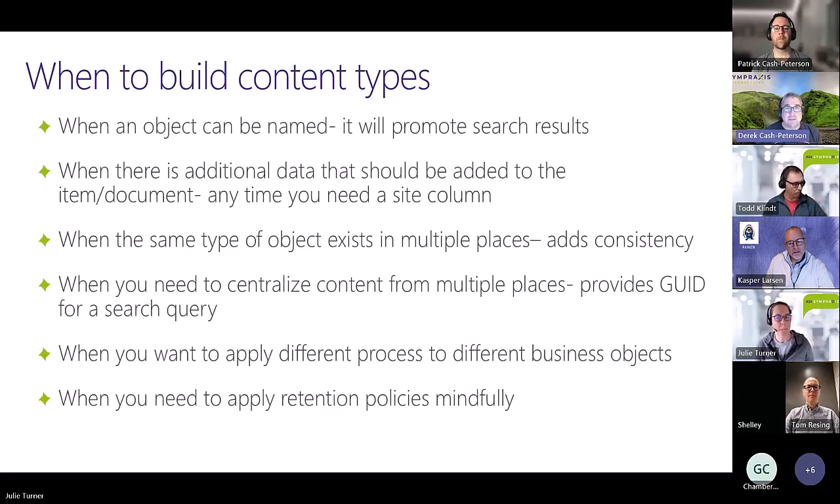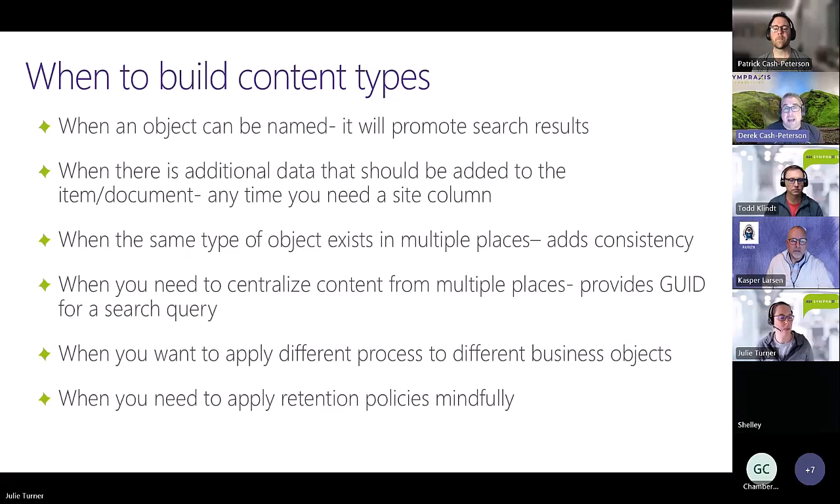Like why does it make the most sense? When does it make the most sense to do that? And if you recall the items from the last slide, when an object can be named, that is a perfect opportunity. So when you're talking with your business and they say, oh yeah, these are just all the contracts, or these are the benefits, that's something that can be named, and that's something that can be promoted via search results and refined using content types.